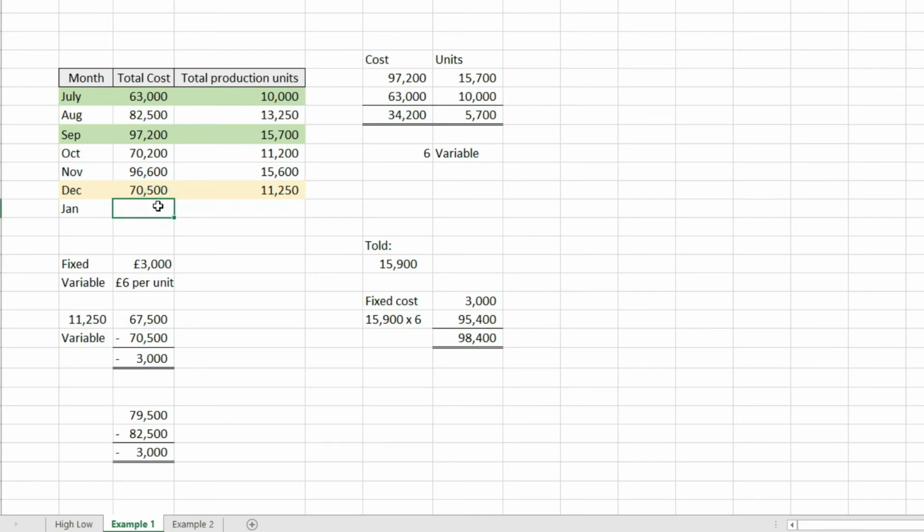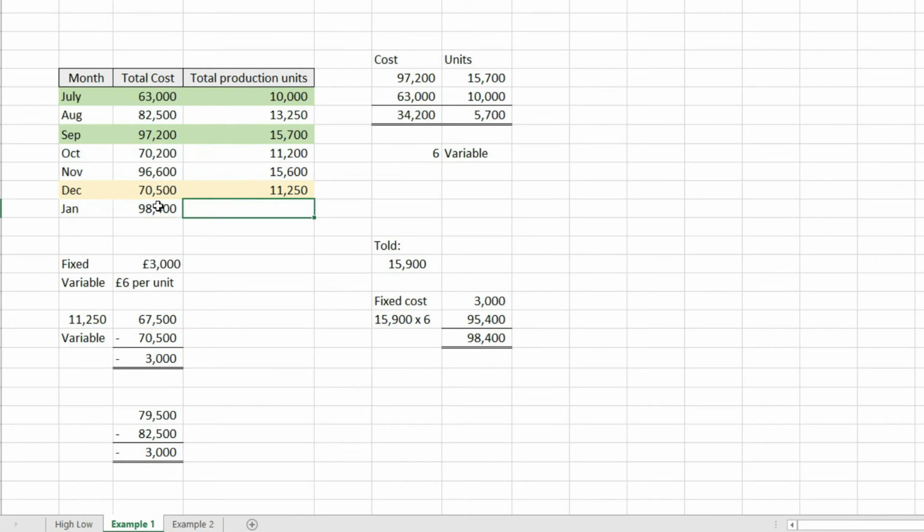So make sure once you've done all of these workings that you actually complete the table, because otherwise you're not going to get your full marks here. So got 98,400 there and 15,900 units there. So let's jump on to our final example here.